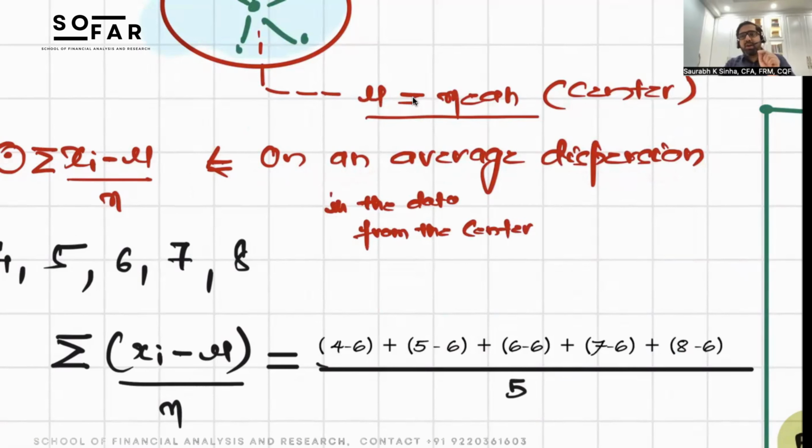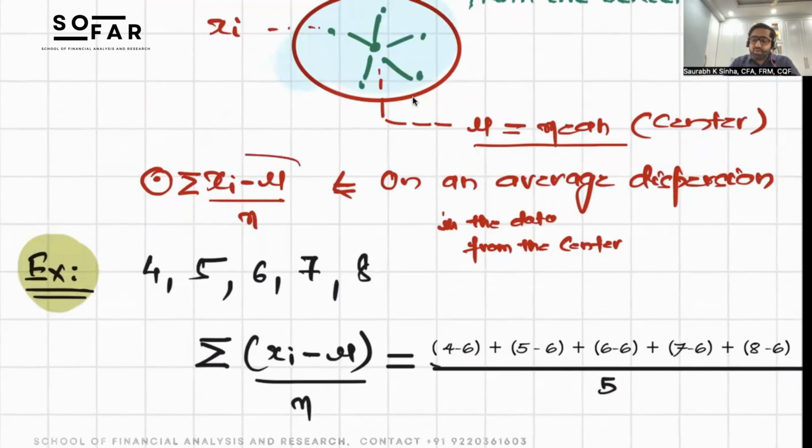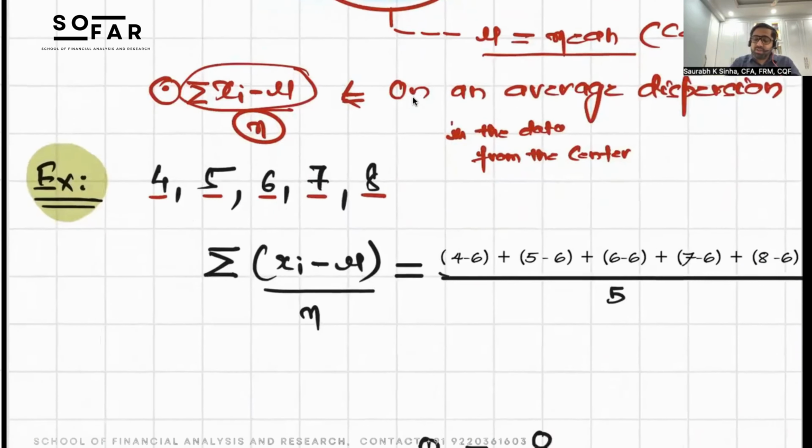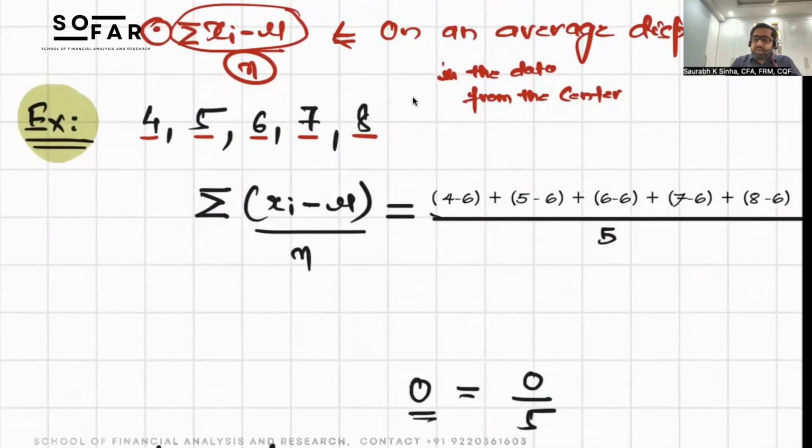So we are not interested in one data point like x1 minus mean. We are interested in the summation of all and then an average. So for example, if my data is 4, 5, 6, 7, 8, I'll first find the center through the mean. If you calculate the mean for this data, it is going to be 6. That is my center. Now from this center, I will find the distance of 4, 5, 6, 7, and 8. So I will write 4 minus 6, 5 minus 6, 6 minus 6, 7 minus 6, 8 minus 6, upon 5.